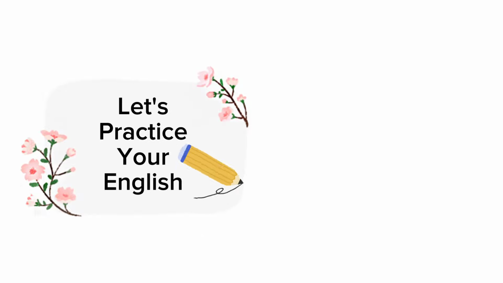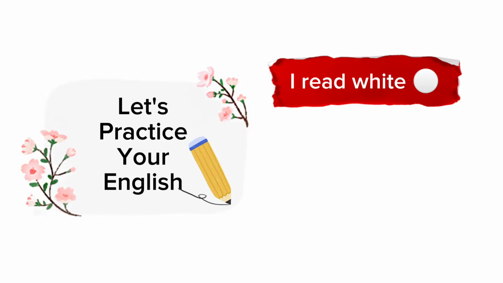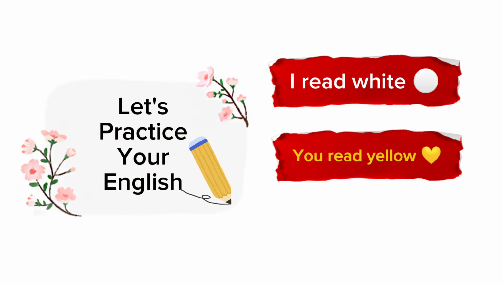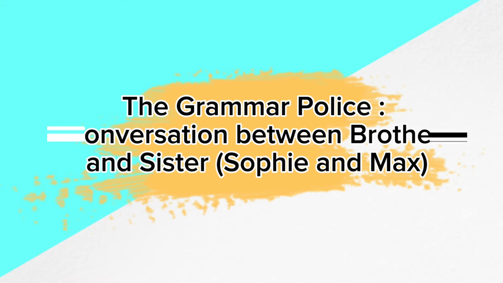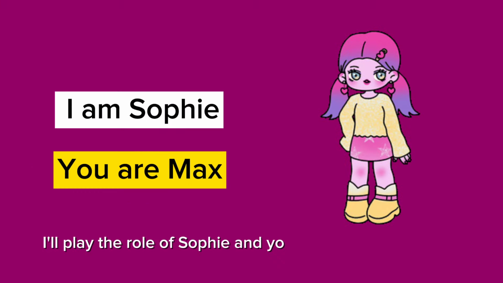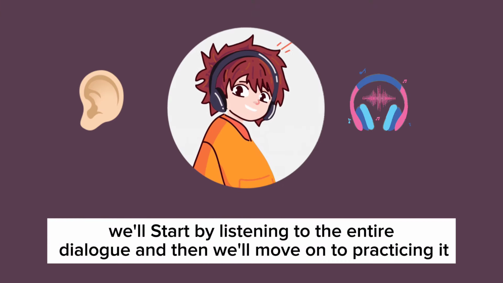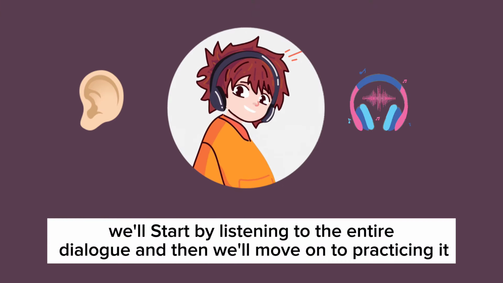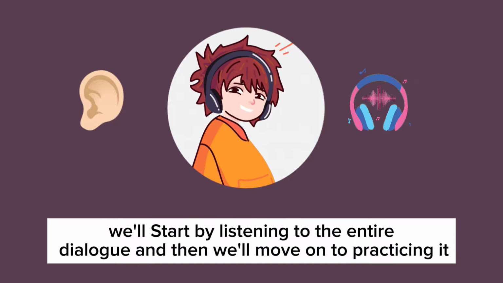Practice your English. I read white. You read yellow, the grammar police. Conversation between brother and sister, Sophie and Max. I'll play the role of Sophie and you'll play the role of Max. We'll start by listening to the entire dialogue and then we'll move on to practicing it.